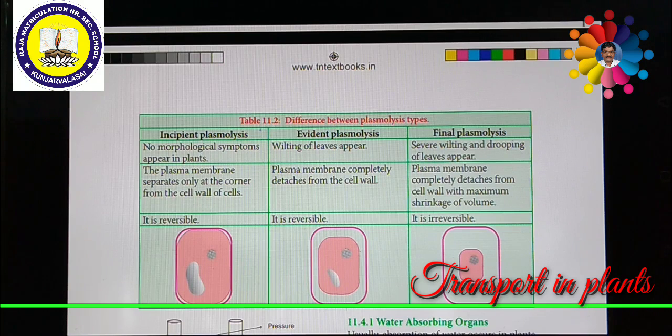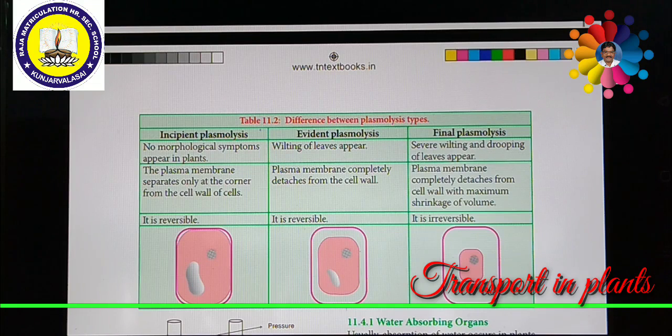If you keep it once again in the water, it undergoes deplasmolysis. That means the effect of plasmolysis can be reversed by transferring the cells back into water or a hypotonic solution. Due to endosmosis, the cell becomes turgid again. It regains its original shape and size again. This phenomenon of the revival from plasmolysis is called deplasmolysis.